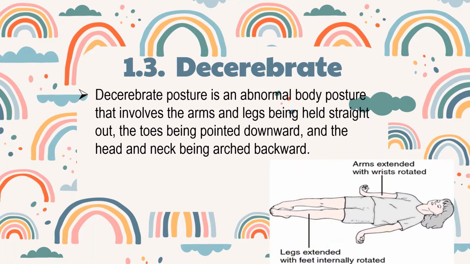Next is decerebrate posturing. It is an abnormal body posture that involves the arms and legs being held straight out, the toes being pointed downward, and the head and neck being arched backward. The muscles here are tightened and held rigidly. This type of posturing usually means that there has been severe damage to the brain.